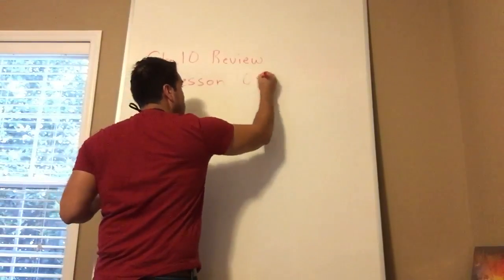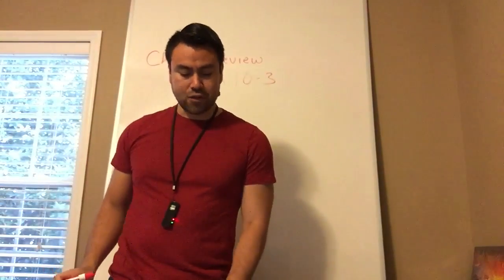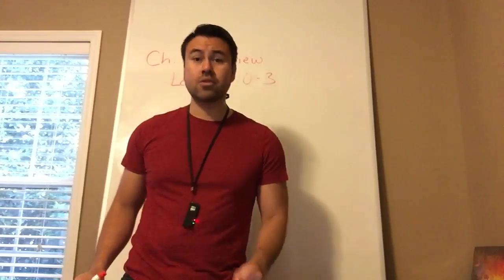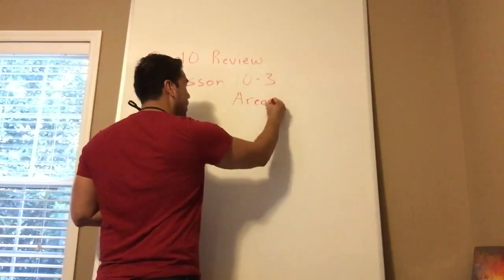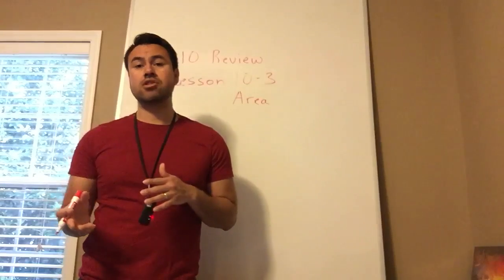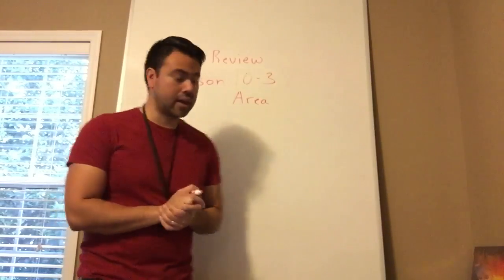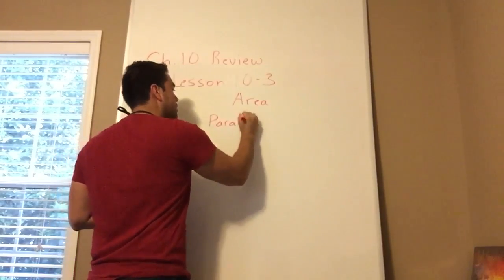Lesson 10-3 has a few more formulas. So we're talking about area here. They'll give you the shape or they'll give you the dimensions, and then you have to come up with the area. So we'll go here with the parallelogram. That's the first one they gave you.